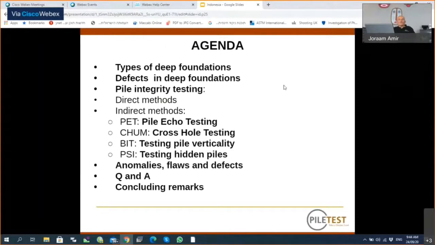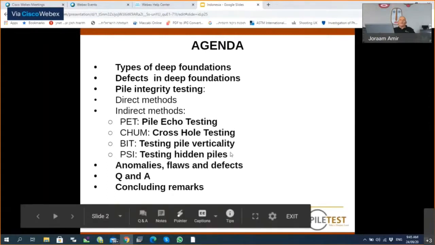I'm going to speak shortly about types of deep foundations, or in short, piles, defects in deep foundations, and about pile integrity testing, which is the majority of this presentation. I'll mention direct methods for integrity testing and indirect methods. And among these are the PET, the pile echo testing, CHUM, crosshole testing, the BIT testing pile verticality, and the PSI testing hidden piles, piles which are unseen at all.